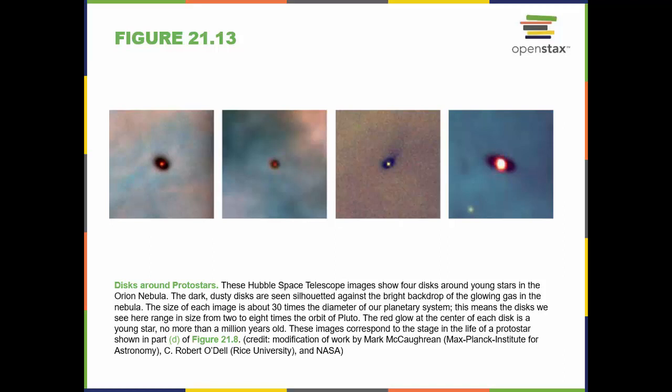The red glow in the center of each of the disks is a young star no more than 1,000,000 years old. And these images correspond to the stage in the life of the protostar shown on a previous picture.